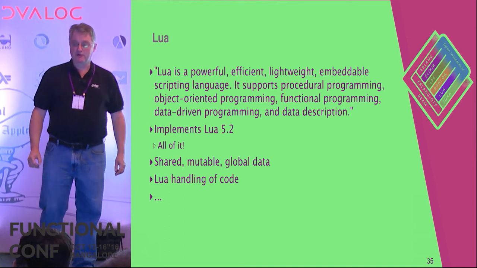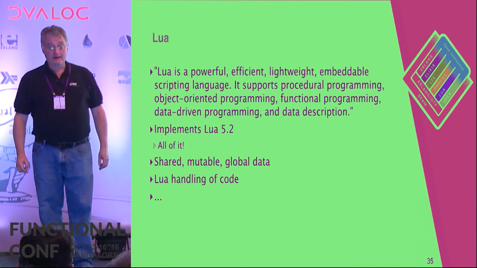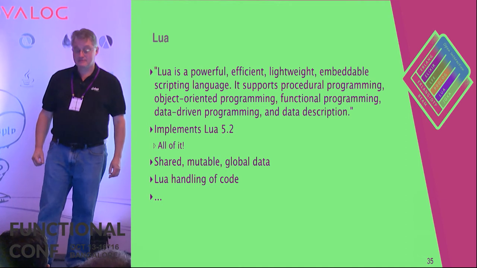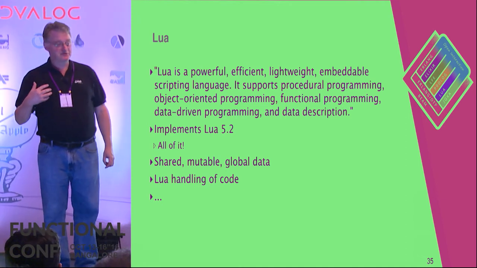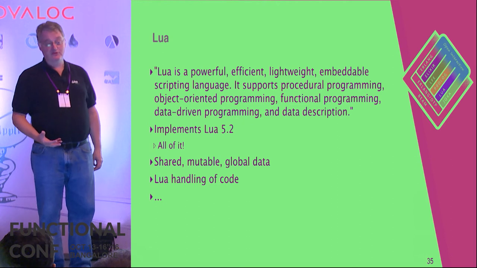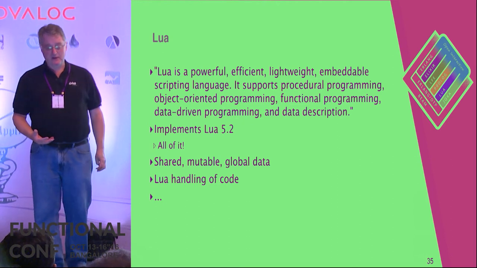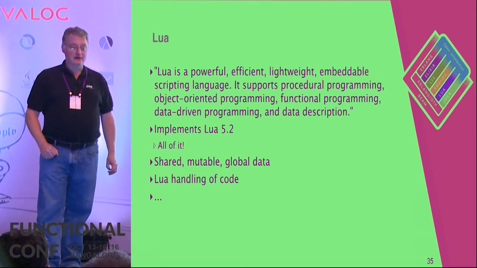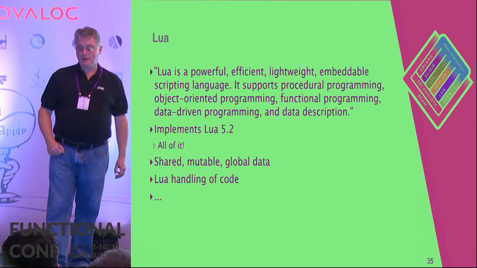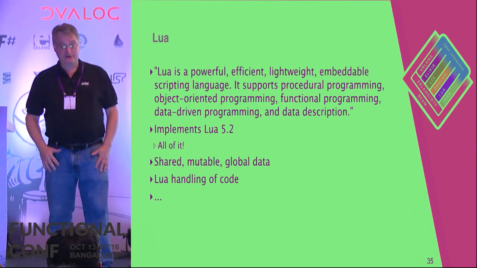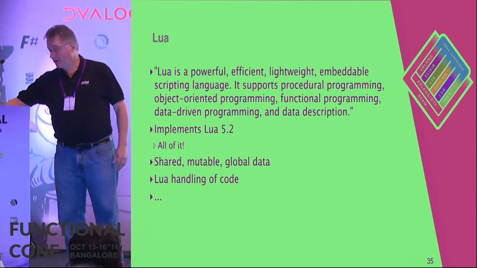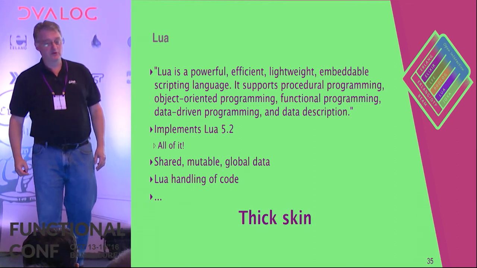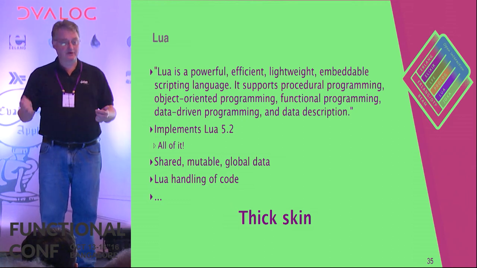We implement all of 5.2. For example, we implement shared mutable global data, which is something the BEAM and OTP are not supposed to do, right? So we implement that on top of it. And we implement Lua's handling of code, which again is different from the handling of code in the ecosystem. And a few other things as well that just don't fit very well. That means this is quite a thick skin, really, on top of it. But it works on top of it, and it can interact with everything else.